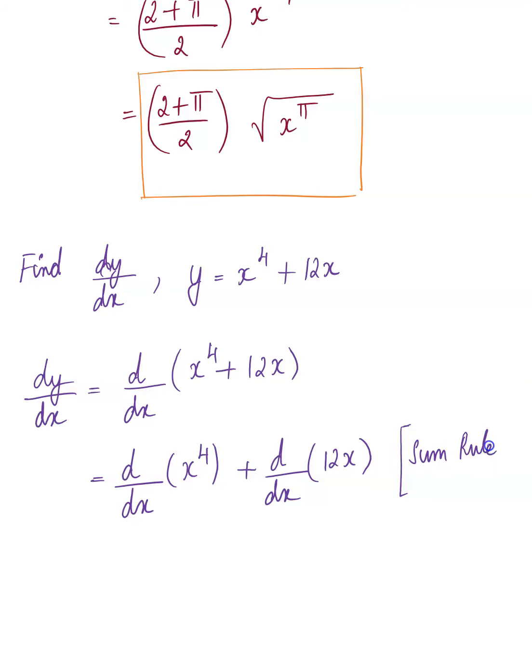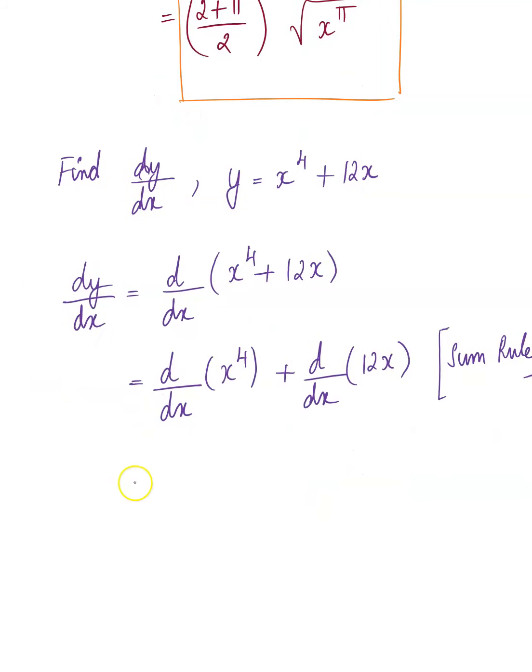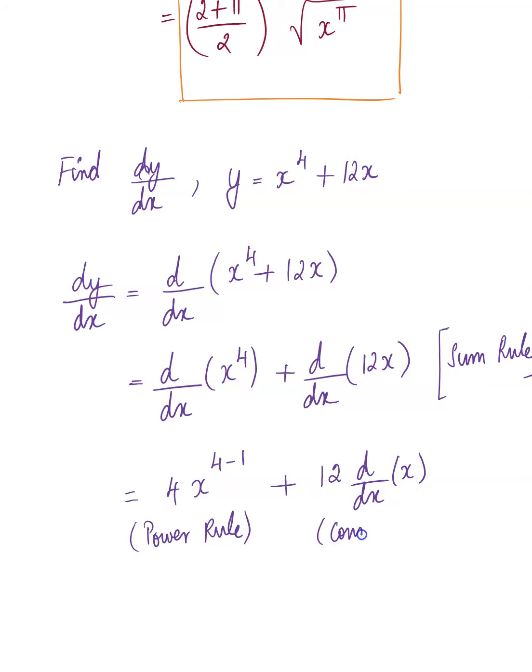So I just say sum rule. And then for this one, we could use the power rule. So let me just write that here. 4x power 4 minus 1. So I'll just say power rule here. Whereas here, I can use the constant multiple rule, which says I can pull out the 12 and just do d over dx of x. So here I am using the constant multiple rule.